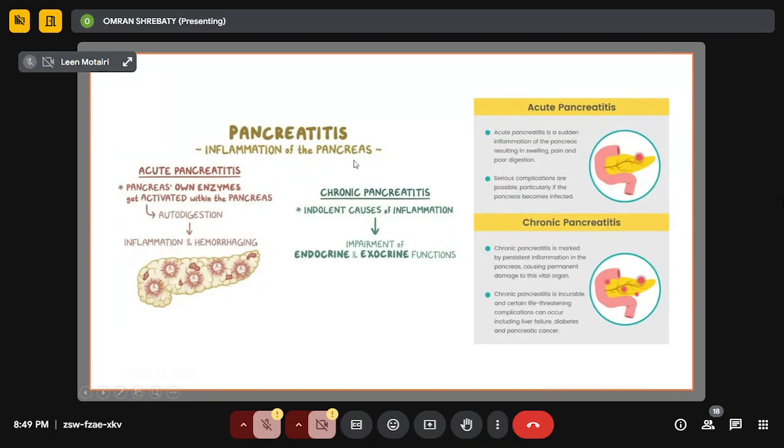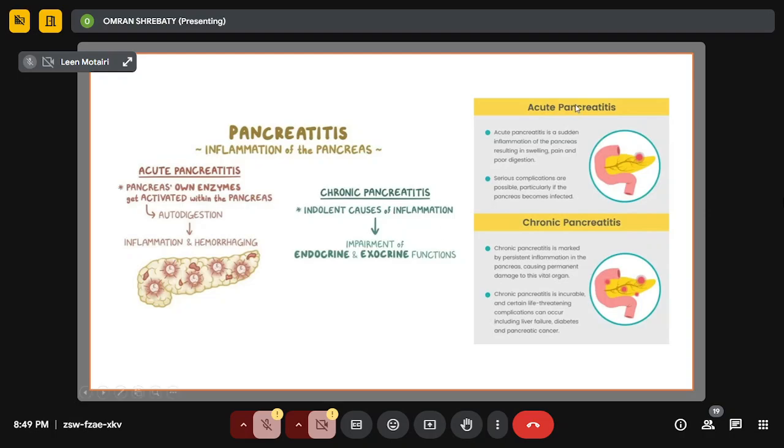What about chronic pancreatitis on the other hand? It's caused by inflammation. There are many other causes, and even having acute pancreatitis many times, or untreated acute pancreatitis, can be converted into chronic pancreatitis. So there is an impairment in the endocrine as well as the exocrine function. The next slide is also going to focus on how we could differentiate between the acute and the chronic by diagnosis and clinical picture.